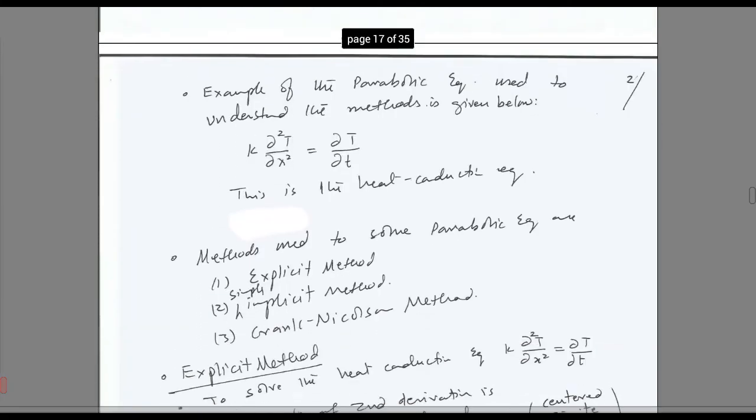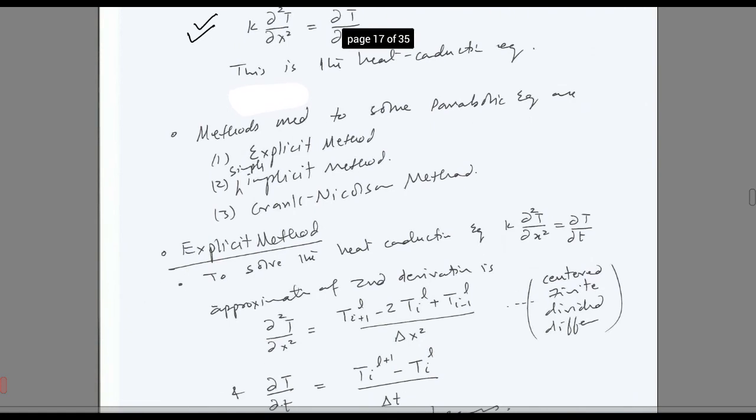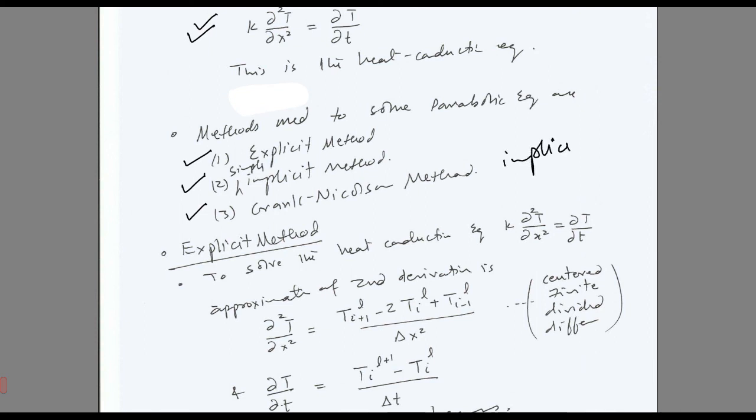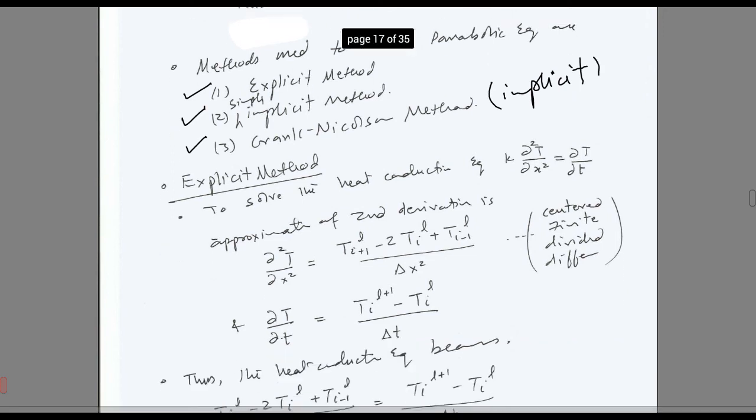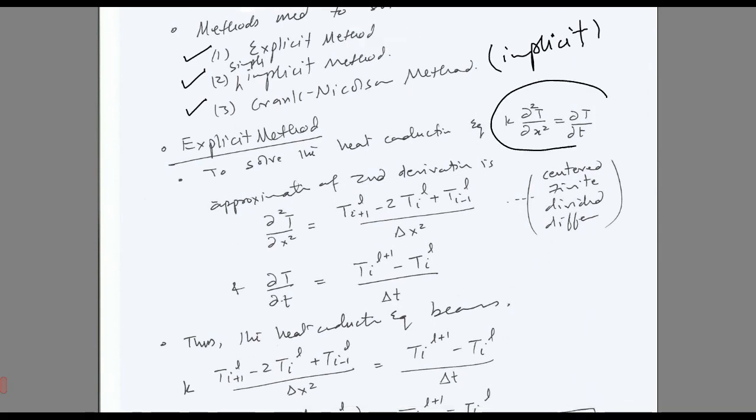Next, this is the heat conduction equation that we will use throughout this chapter to study the parabolic equation. The methods that we have for solving the parabolic equation are the explicit method, the simple implicit method, and the Crank-Nicolson method, which is also basically an implicit method. Coming back to the explicit method.